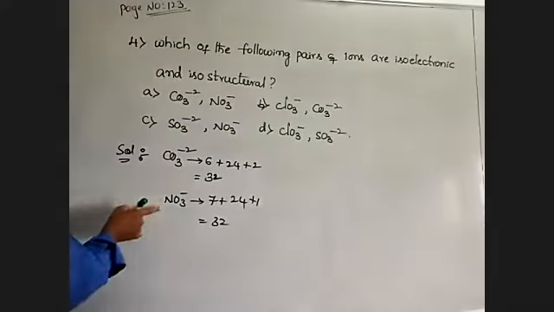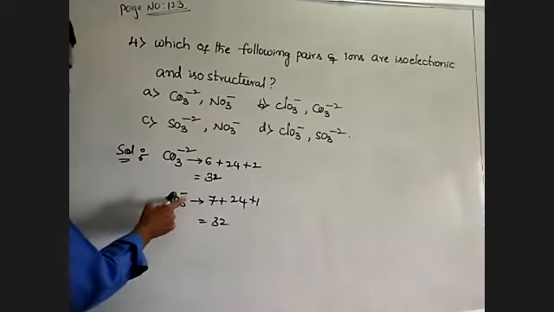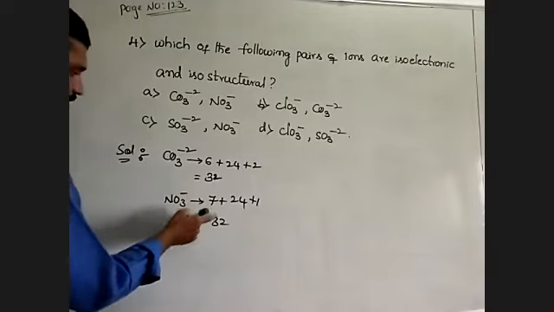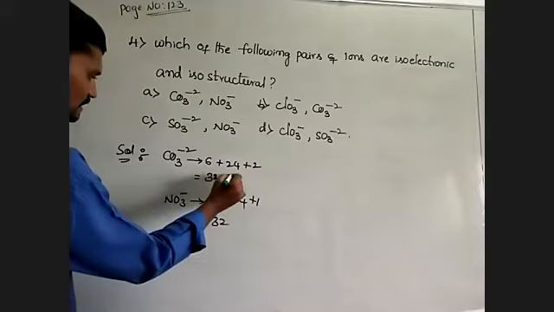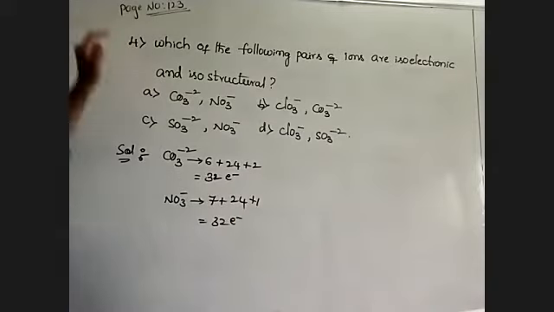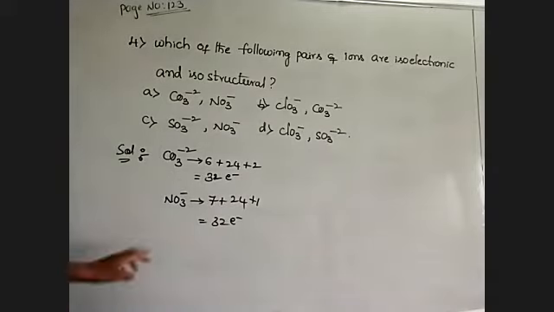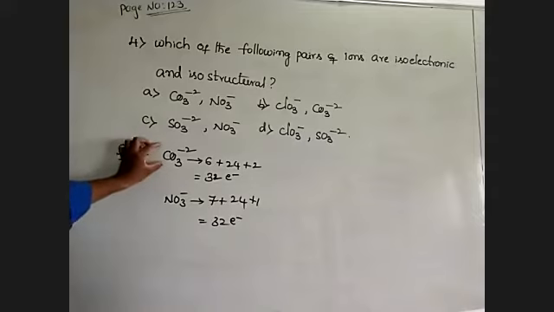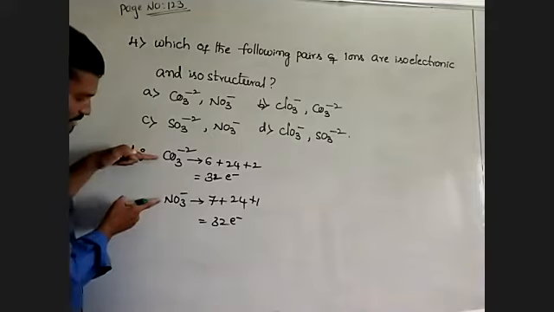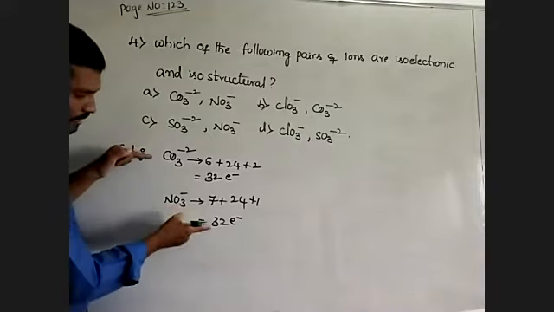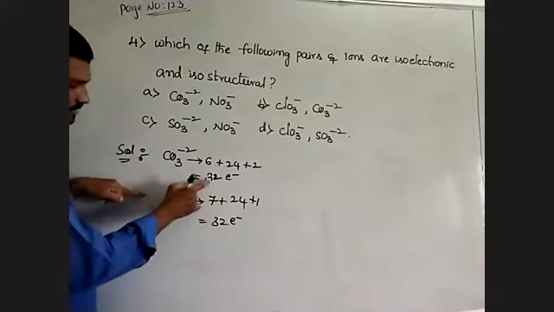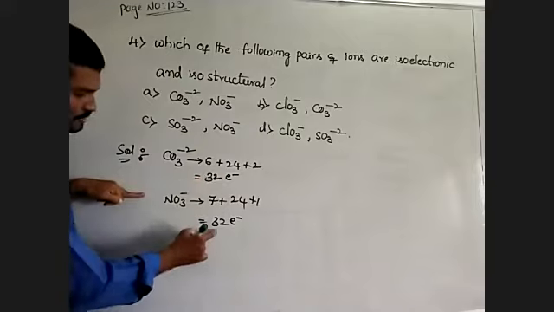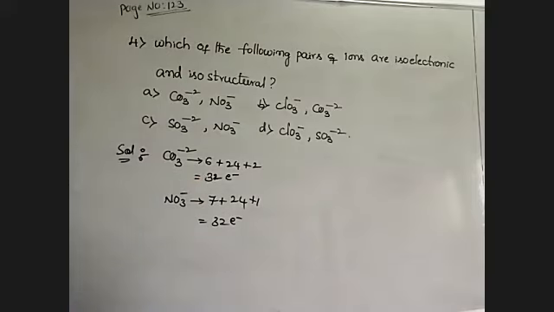So both the carbonate ion and nitrate ion have the same number of electrons. Here 32 electrons, here also 32 electrons. So these both are isoelectronic. Isoelectronic means these both species have the same number of electrons. This has 32 electrons, this also has 32 electrons. Okay, right.